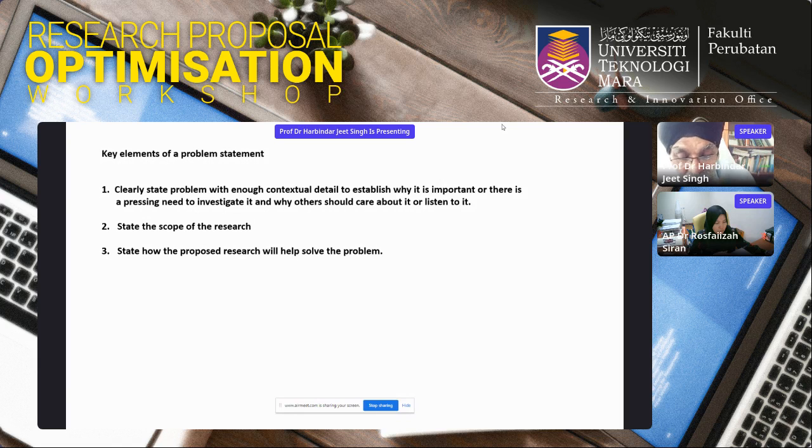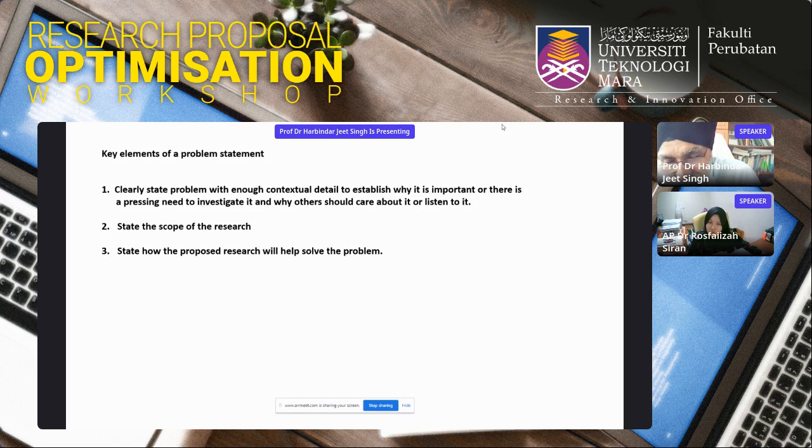So this is very important. The problem statement doesn't have to be very long. You have to clearly state the problem with enough contextual evidence. You cannot just say this is a problem; you must have some context in the problem statement itself to indicate that it is a problem. The other element that you need to have in the problem statement is the scope of the research as well. So what exactly you will be addressing. That's important because they need to know that. And very briefly state how the proposed research will help solve the problem. So these are the key elements that a reviewer looks for in a problem statement.